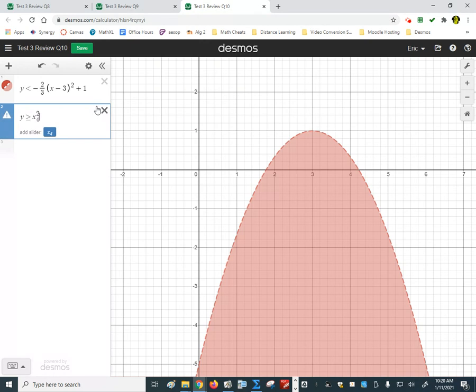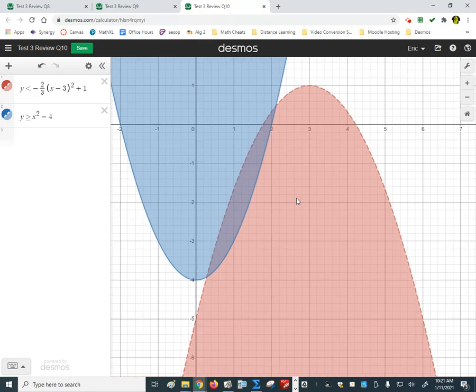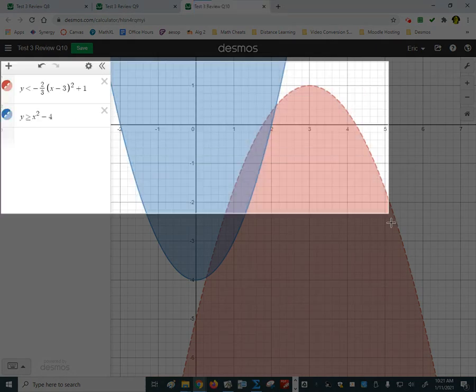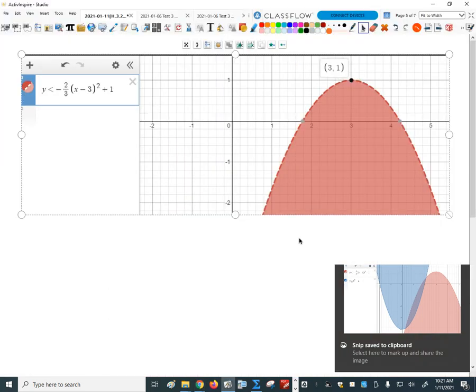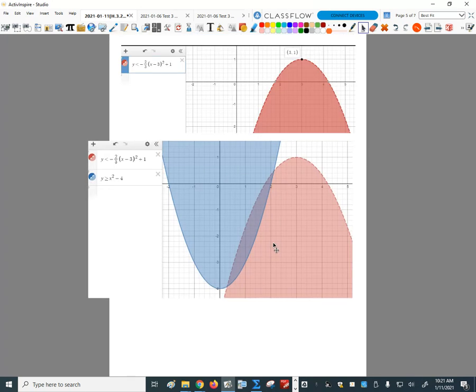Oops. There we go. Squared minus 4. And let's change the colors. Make that blue. And now that's kind of a weird looking region, but then that would be the solution of that system of nonlinear inequalities, right? Everybody see that? Okay. Yeah, I'm going to take a picture of that too, just to put in our notes, just to remind you.